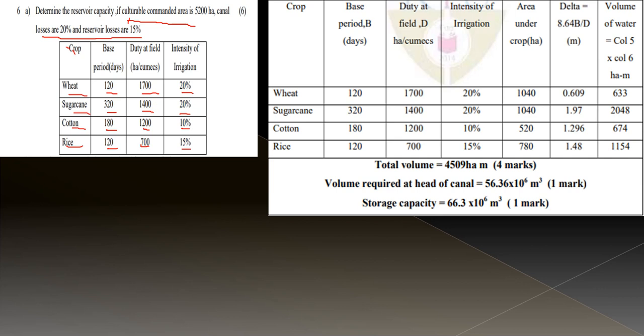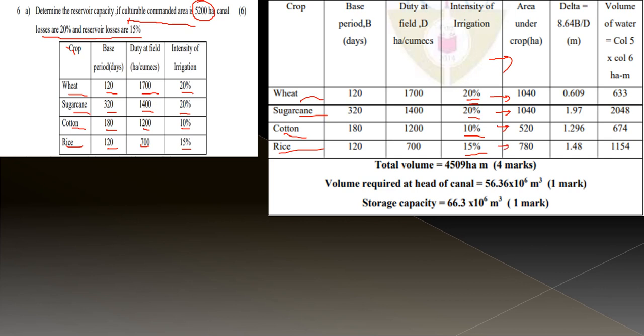Earlier, directly the area under each crop was given. Here, intensity of irrigation is given. So, from intensity of irrigation, you can find out the area under crop. That is 20% of 5200. And 20% of CCA is the area under wheat. Then 20% of CCA is the area under sugarcane. Then 10% of CCA is area under cotton, and 15% of CCA is area under rice. And those values are obtained here.